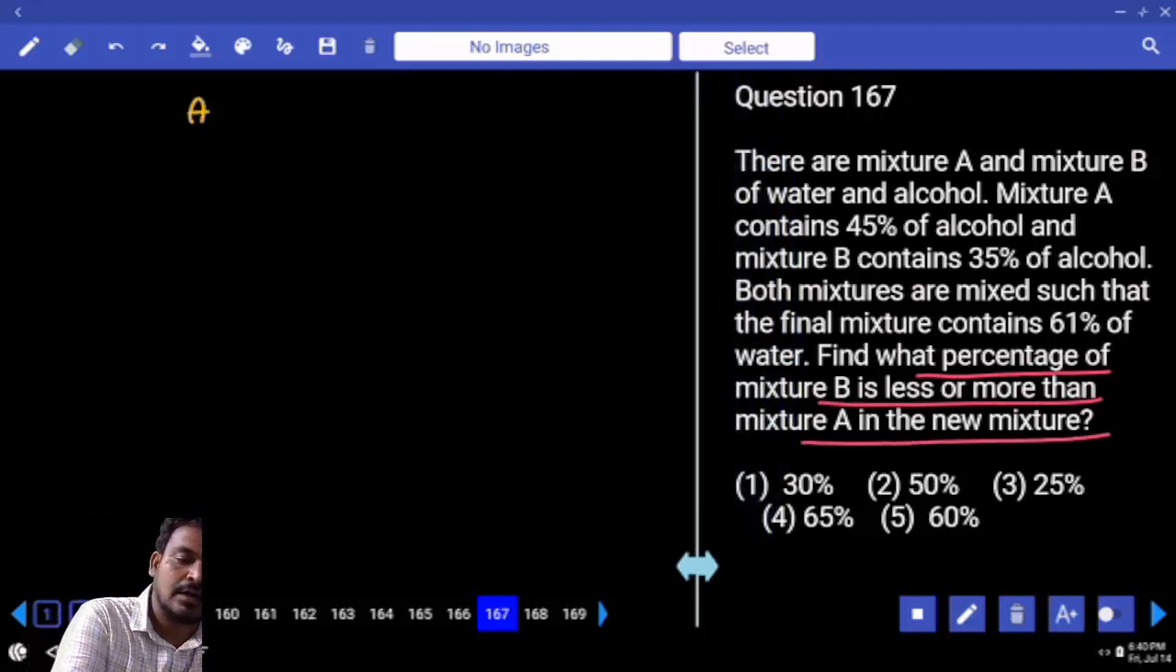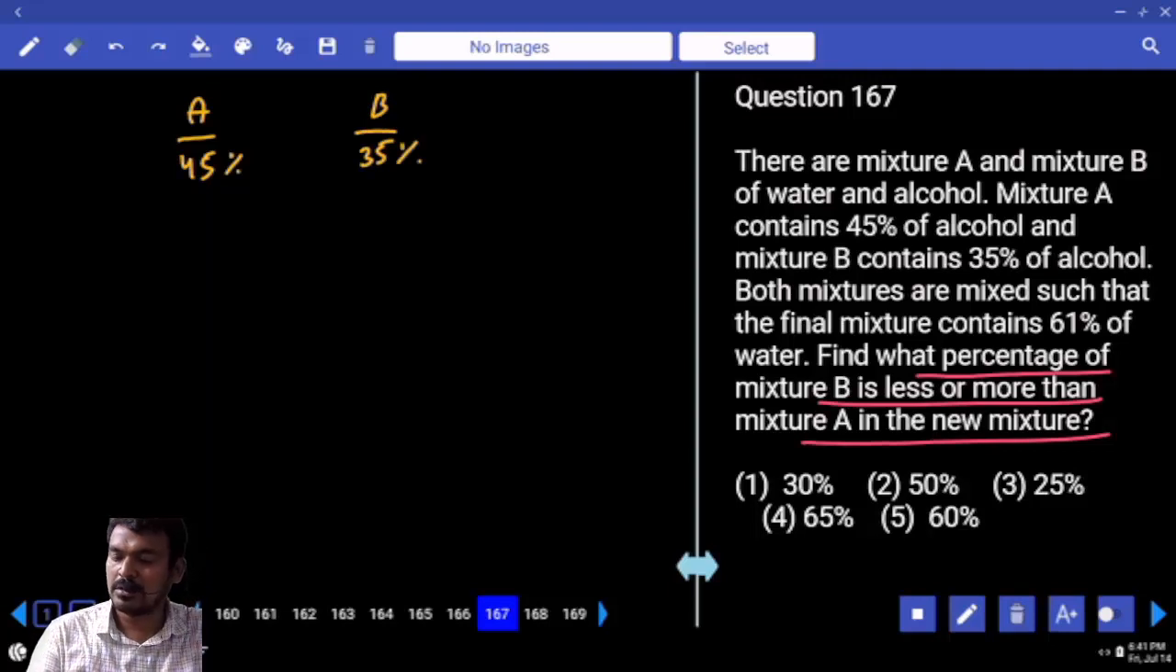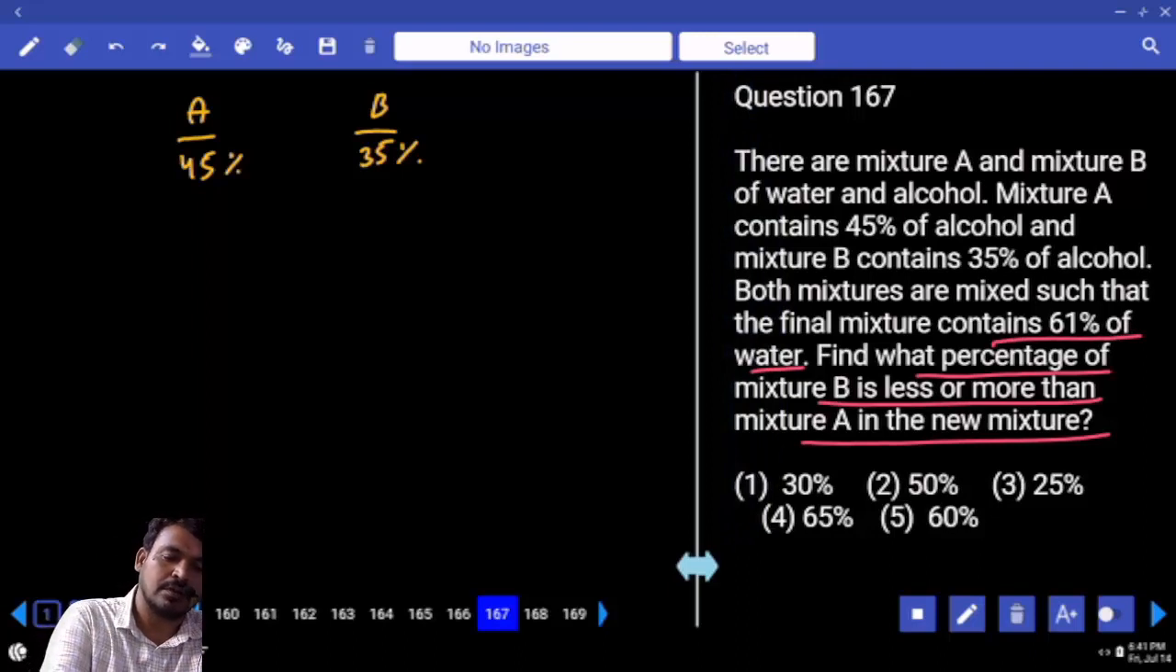In A, what is the alcohol percentage? 45. In B, what is the alcohol percentage? 35. These two are mixed, and we get the new mixture. In that new mixture, what is the water percentage? 61. Water is 61, which means the remaining 39 is alcohol.